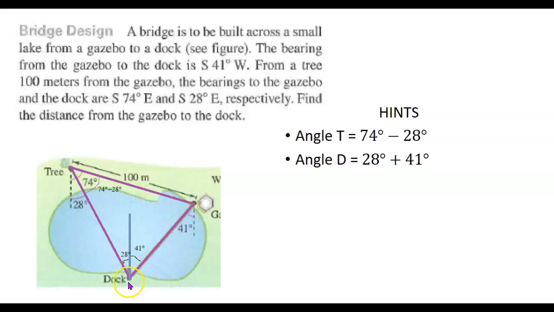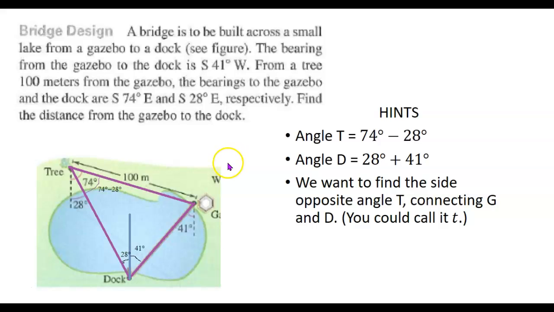Now to see that, if I draw a vertical line through that point, that vertical line is going to be parallel to these other vertical lines that are going straight south from the tree and from the gazebo. So if this angle here is 28 degrees, this angle here would also be 28 degrees because these are alternate interior angles. And then if this angle here is 41 degrees, this angle here is 41 degrees. So altogether, the angle at D, this particular angle of the triangle, is 28 plus 41 degrees.